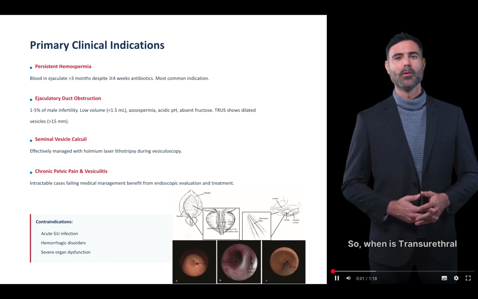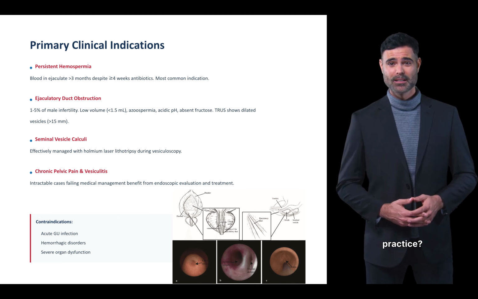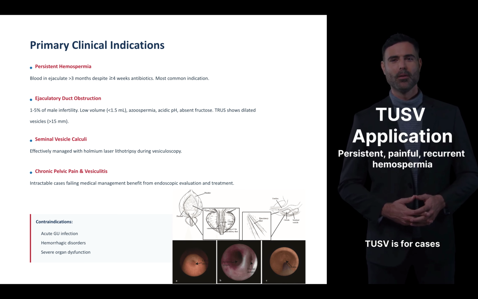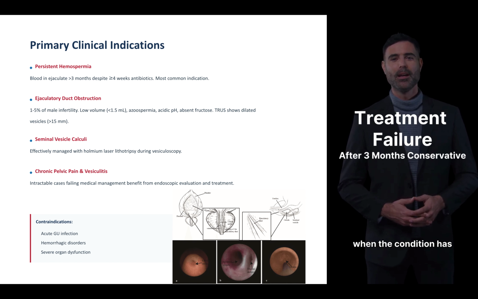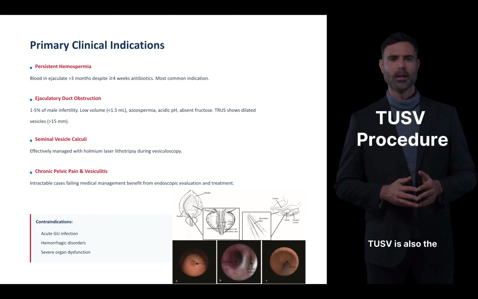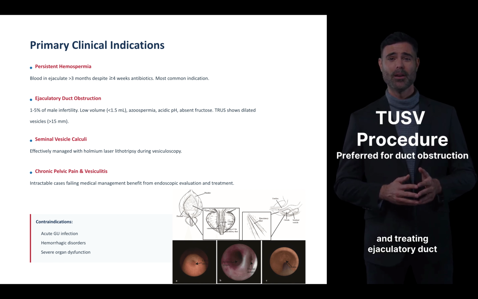So, when is transurethral seminal vesiculoscopy, or TUSV, truly indicated in clinical practice? The primary application for TUSV is for cases of persistent, painful, or recurrent hemospermia. This is particularly relevant when the condition has not responded to at least 3 months of conservative medical treatment. TUSV is also the preferred procedure for diagnosing and treating ejaculatory duct obstruction.